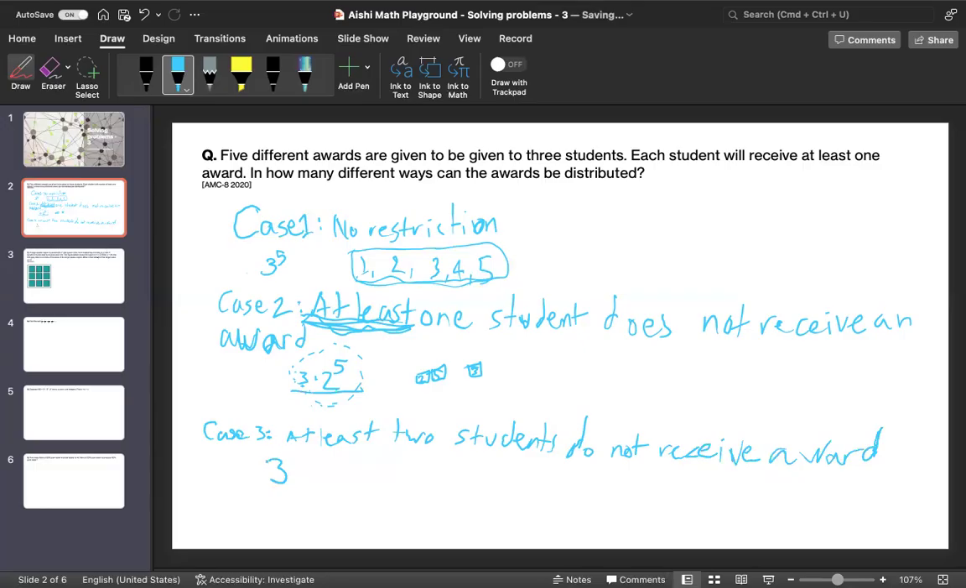which is 3 ways because it is impossible for none of the students to receive an award, which would have been case 4, but since that is impossible, it is no use to add or subtract 0. So we have a final equation, which is 3 to the power 5, the total number of ways, minus 3 times 2 to the power 5, plus 3, which is equal to 150. There we go.